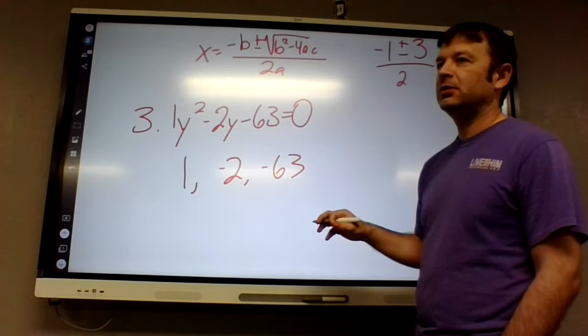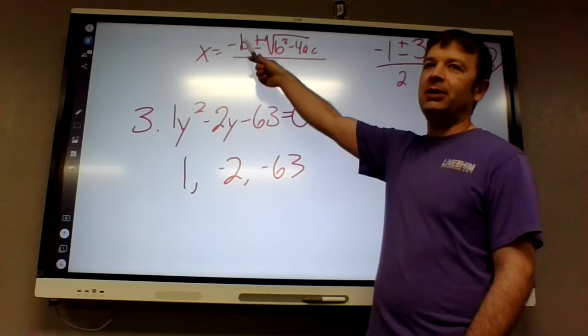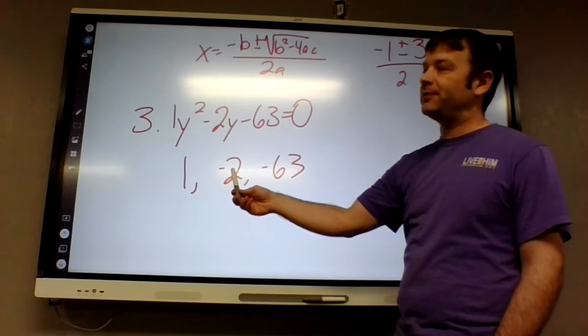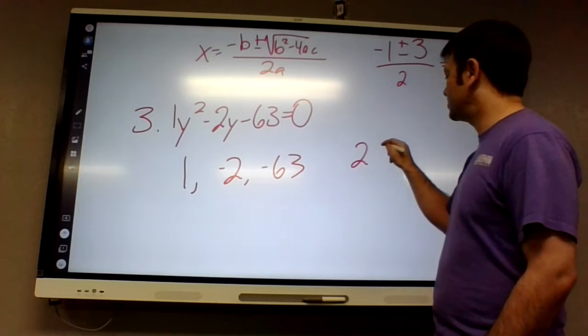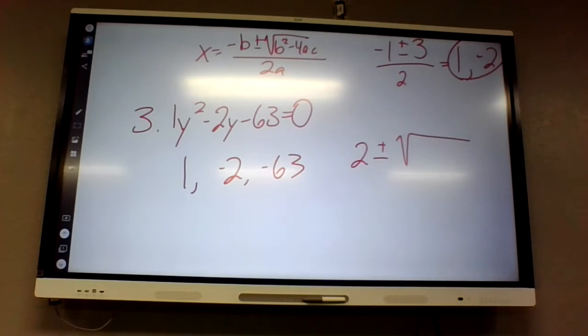Okay, so if we have a negative b, b is already negative 2. So what's negative negative 2? Positive 2. So it's 2 plus or minus the square root. You could plug in negative negative 2 in your calculator, but that's just a lot of extra stuff.